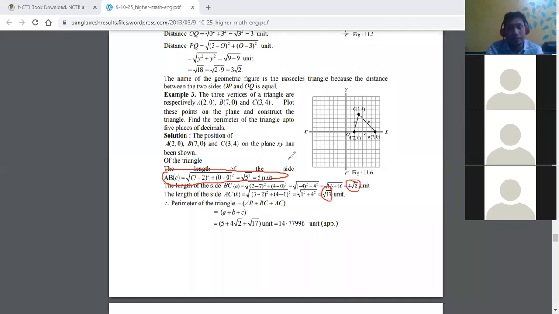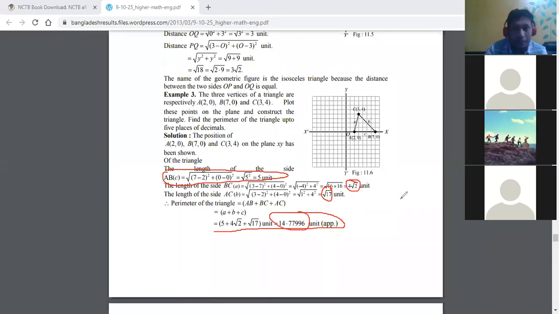So if we add them, then we will get the perimeter. So the perimeter will be 5 plus 4 root 2 plus root 17. By calculator, you will get the result 14.77. This is the answer of the second question. I think you understand it. If you fail, you will respond please. Otherwise, it will not be repeated because it's very easy.